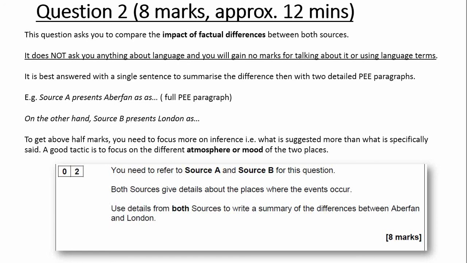As I say, we'll look at an example in a moment, but if we just read the question briefly, you need to refer to source A and source B for this question, emphasizing therefore that it's about comparison. Both sources give details about the places where the events occur. Use details from both sources to write a summary of the differences between Aberfan and London. Right, let's look a bit more about what that would actually look like.